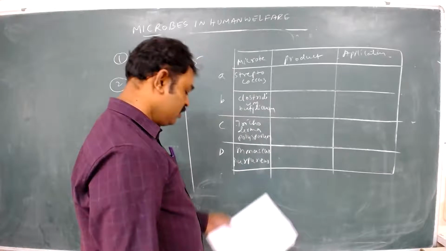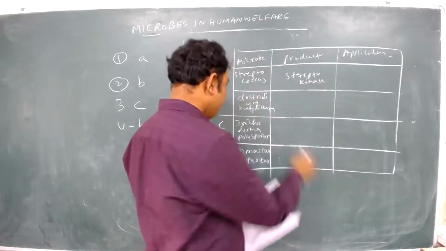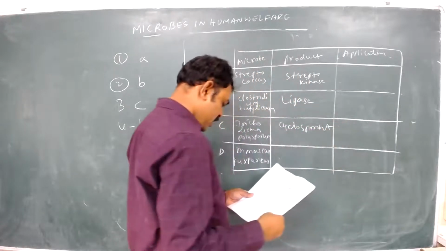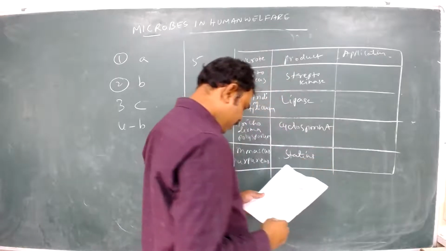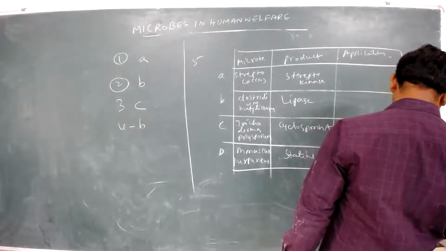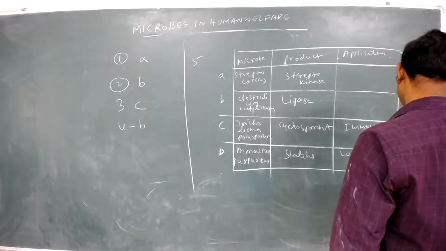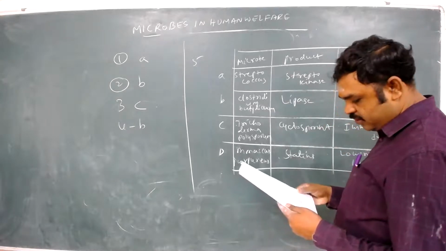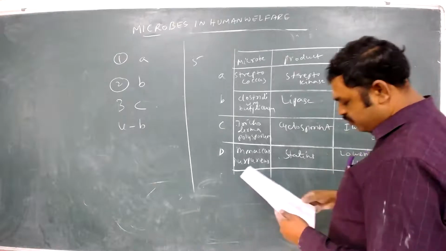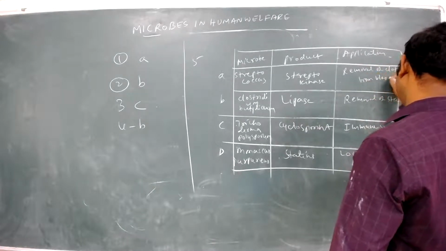Now the products. Streptococcus, streptokinase. Clostridium, lipase. Cyclosporin A. And Monascus purpureus, statins. Now you have to see the applications: lowering of blood cholesterol, immunosuppressive drug, removal of stains, and streptokinase, removal of clots from blood vessels. You have to see this here.